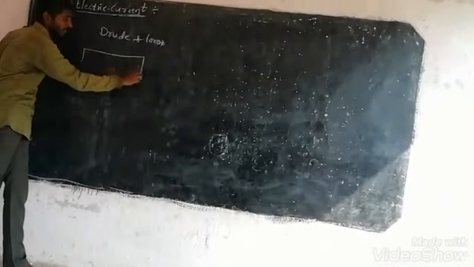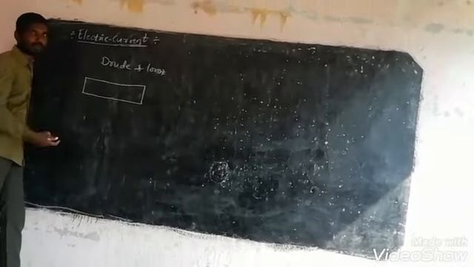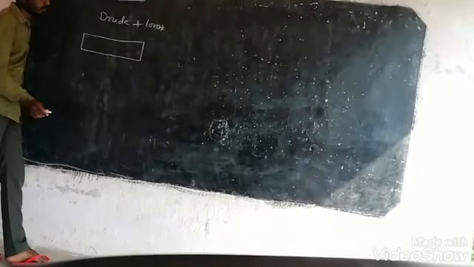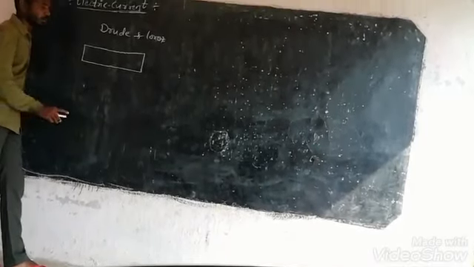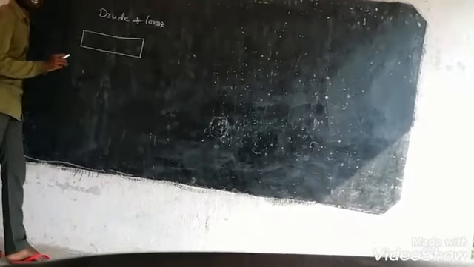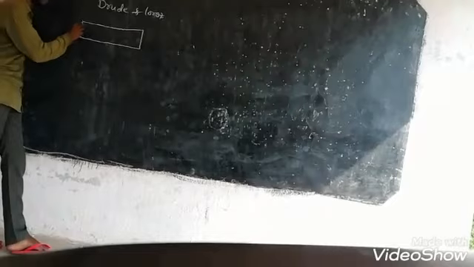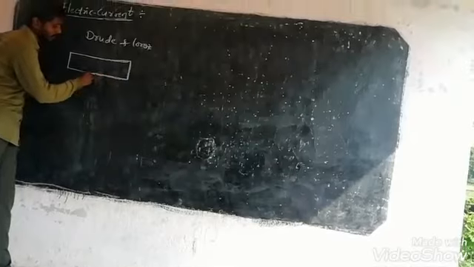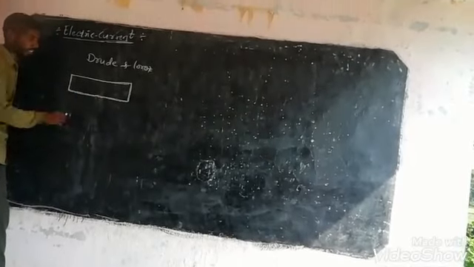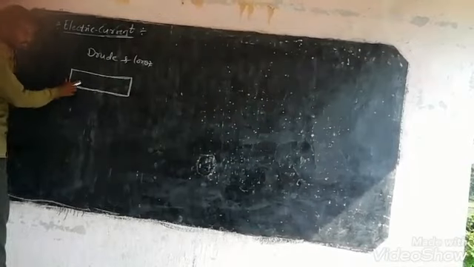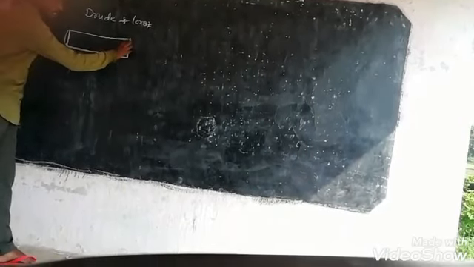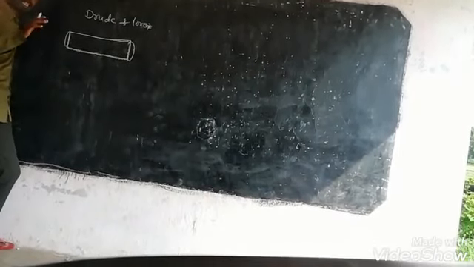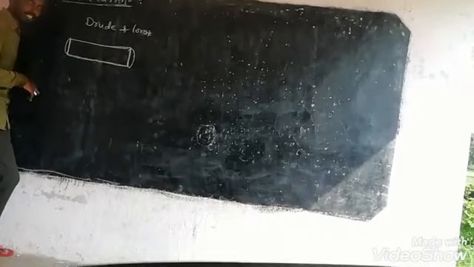So here, metals. Let us assume this is the metal. In this metal there are protons, electrons and neutrons. Negatively charged particles are called electrons. Let us assume this is a conductor or wire. Here negatively charged particles are there, and negatively charged particles are called electrons.